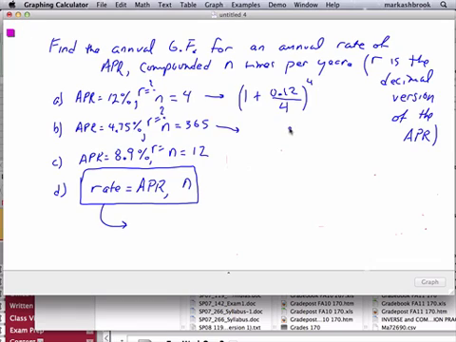Value of R for 4.75% is 0.0475, right? What are we going to divide by? So what does this number represent? The daily increase. So 1 plus that is the daily growth factor. And to get the annual growth factor, we're going to raise that to the 365.